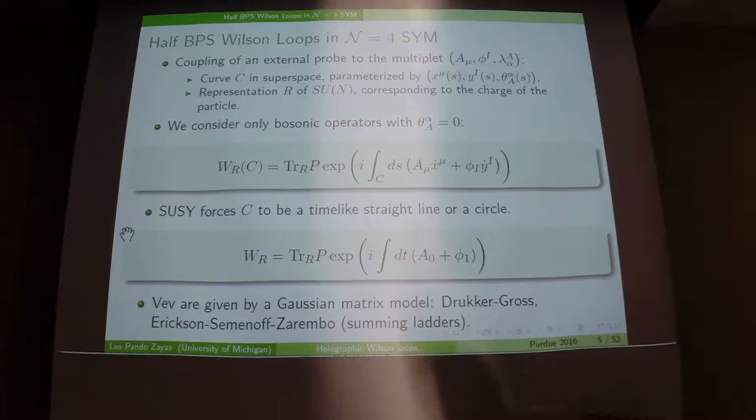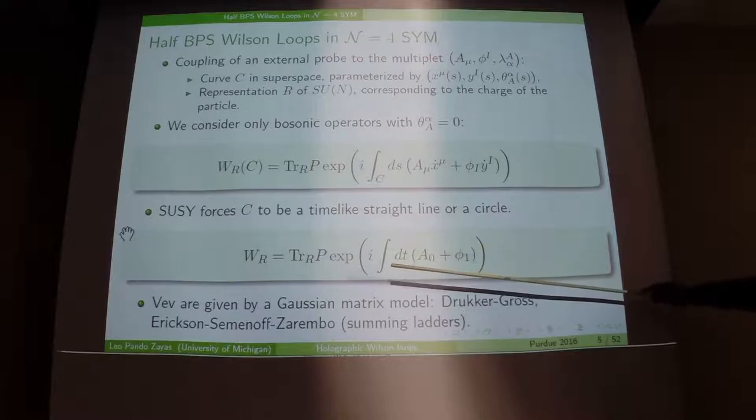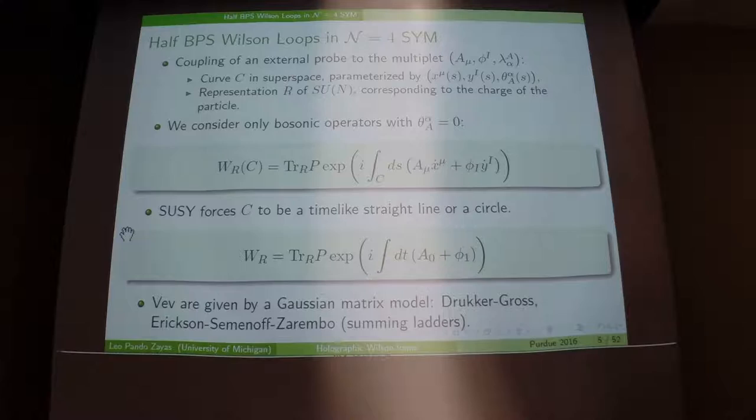Around the year 2000, Drukker and Gross, and also Erickson, Semenoff, and Zarembo, suggested that there is an exact answer for this object, given by a Gaussian matrix model. Their idea came from trying to sum diagrams. They were able to partially sum ladder diagrams, and they reproduced essentially the leading term in the expression.